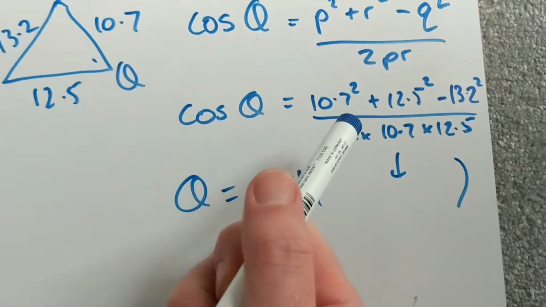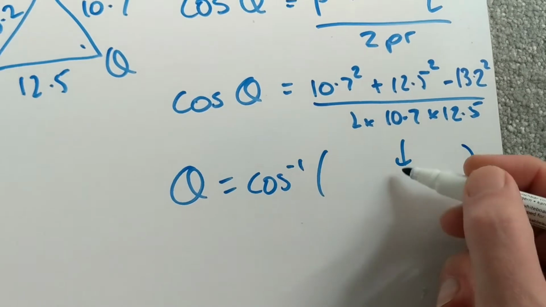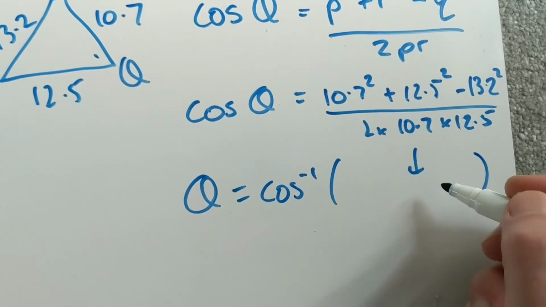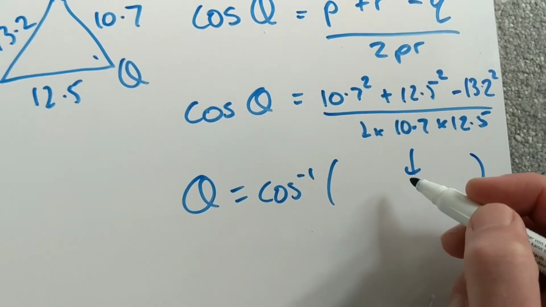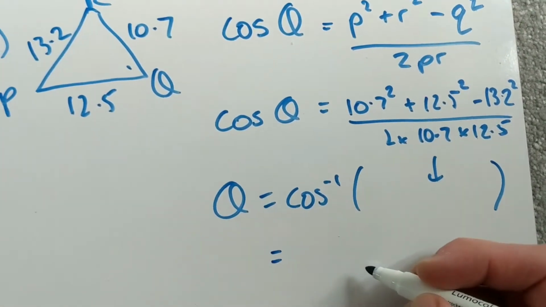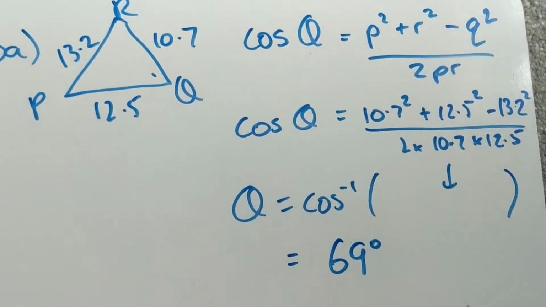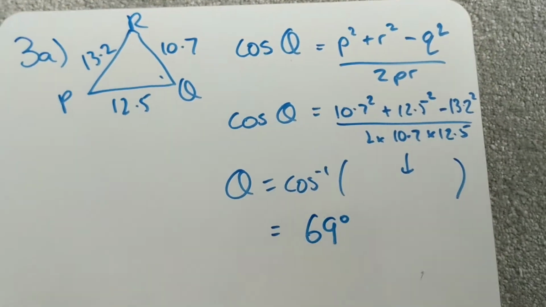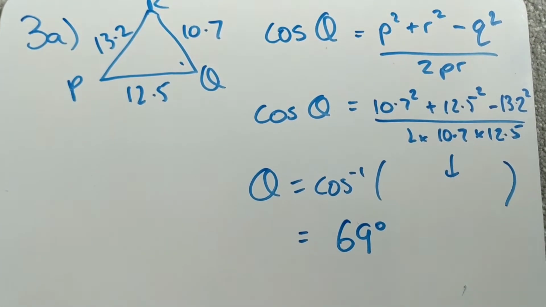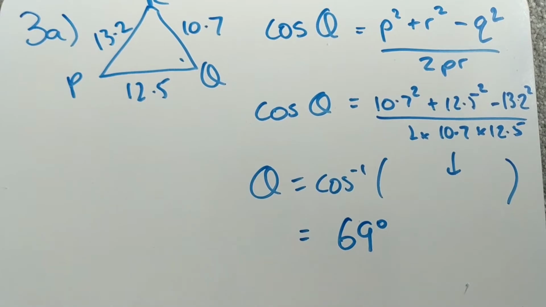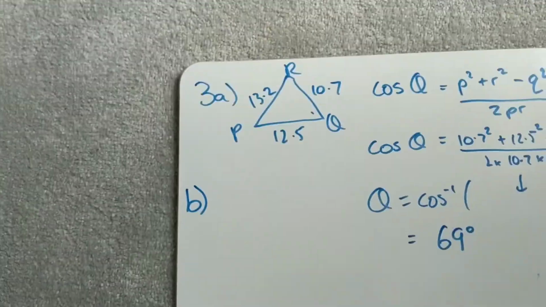If you've not got a Casio calculator, do the top line and do the bottom line separately, so you've got just a simple fraction with numbers, and then cos minus 1 of that. Casio calculator, you can put that whole fraction into the cos minus 1 bracket. If you do it carefully, the angle you get is around about 69 degrees. Rounded to the nearest degree there would be fine. If you got 68.85, stuff like that, then that would be fine. Okay, so that's 3A.